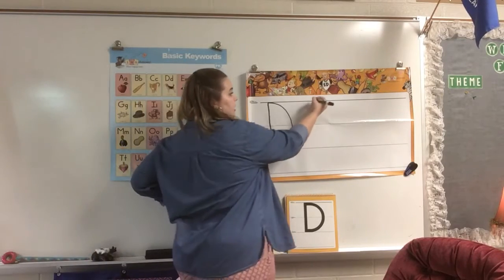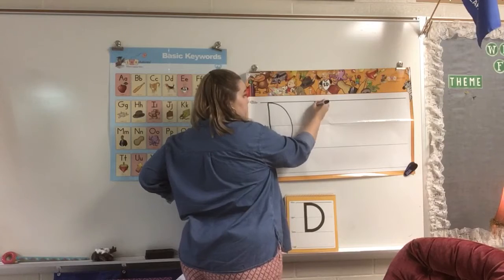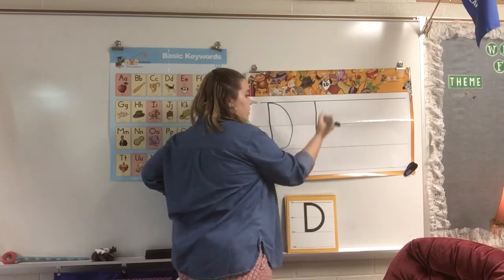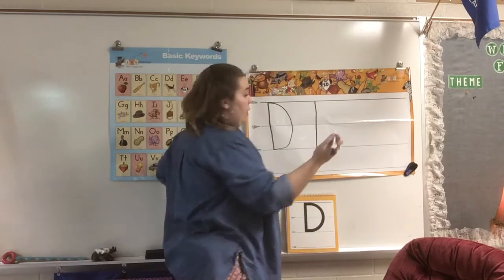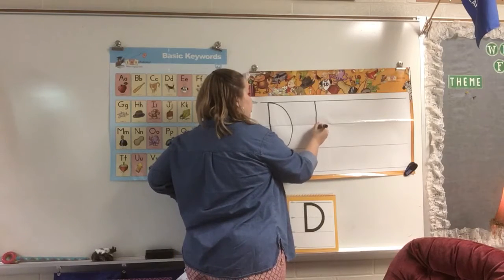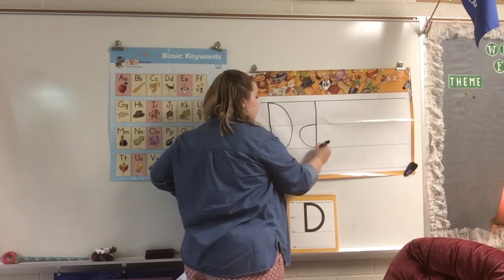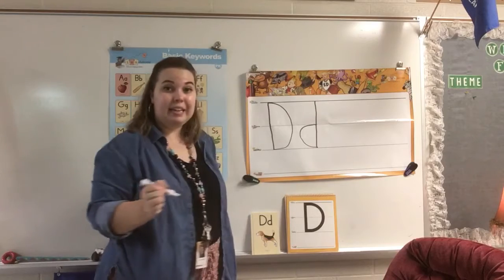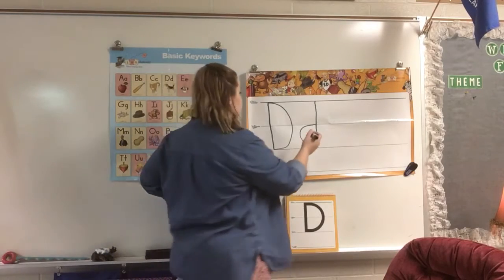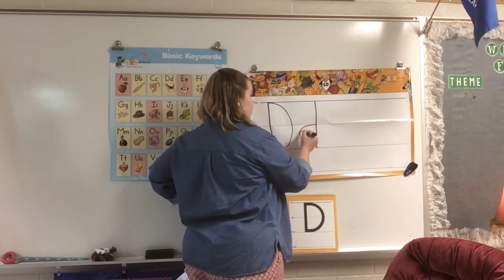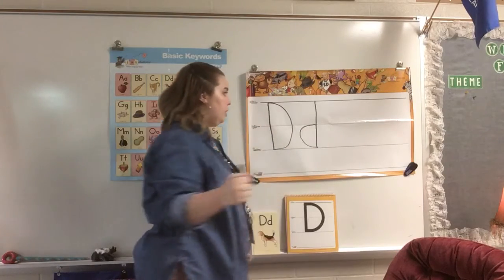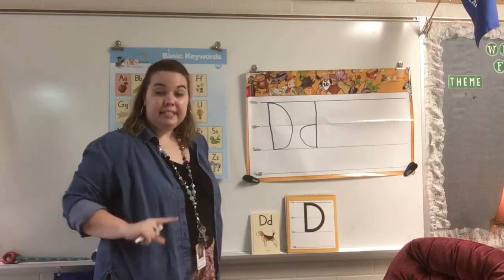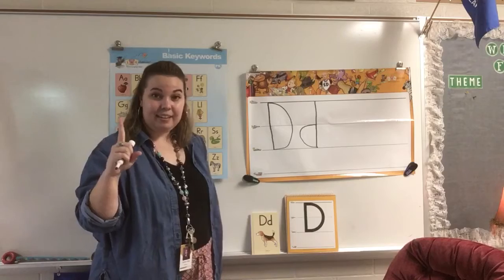Let's do our lowercase d. We're going to start at the skyline again. Straight line down to the grass line. Stop, pick it up. Now you're going to go to that plane line and you're going to curve around and down to the grass line, just like you're making a C. You're going to start at the plane line, curve around down to the grass line, just like you're making a C, and stop. D, dog, D.